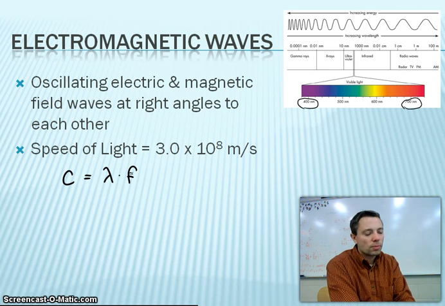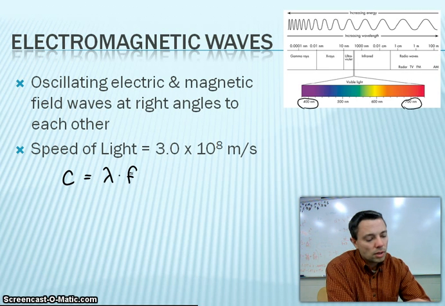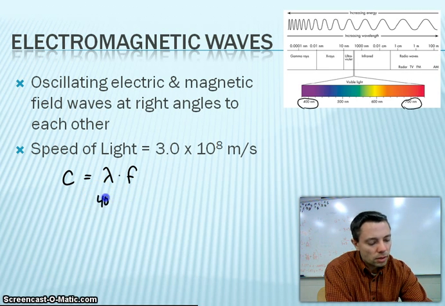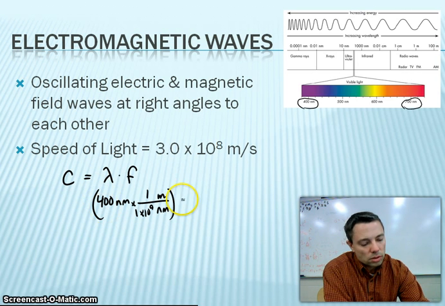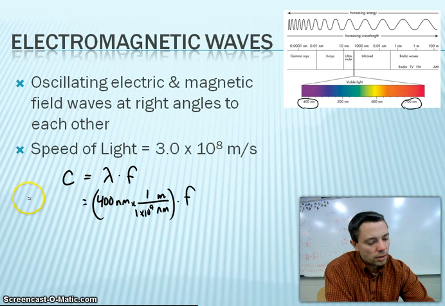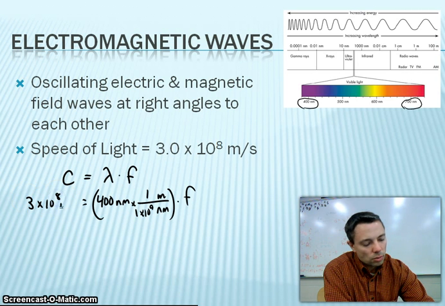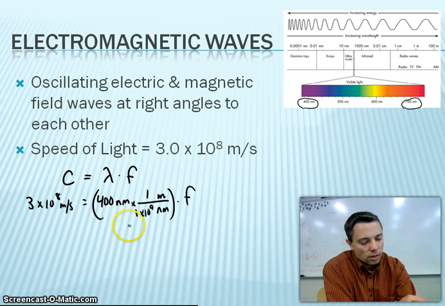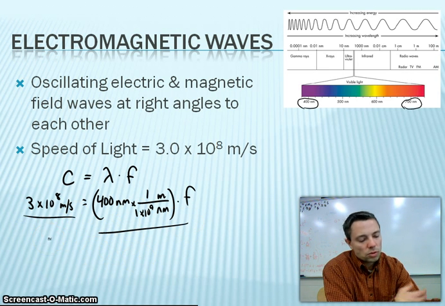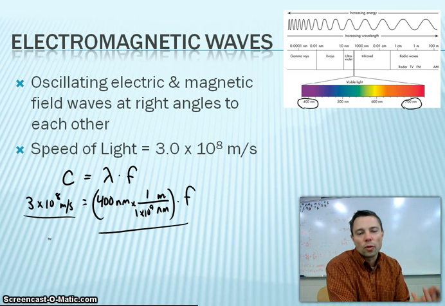But we're going to kind of keep it a little more simple right now, and we're just going to look at what's the frequency of that. So if my wavelength was, say, 400 nanometers, and I don't want nanometers, I want meters. In 1 meter, there's 1 times 10 to the 9th nanometers. That would give me my wavelength in meters. My frequency is what I'm looking for, and my speed of light is then 3 times 10 to the 8th meters per second. I would be able to then solve for my frequency based on these numbers. So I would just take this value and divide it over here to get my frequency equal to something. Okay? So that's our basic problem when we look at electromagnetic waves when it comes to speeds, wavelengths, and frequencies.